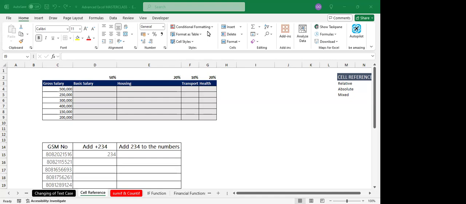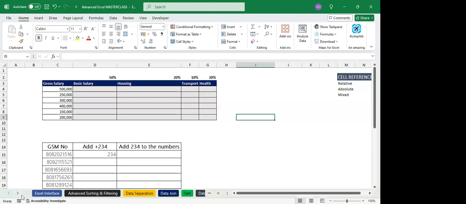And then we have moved from the first cell, where we started with the Excel interface, and then we've covered advanced sorting and filtering, data separation, data join, and text data cleaning. We covered phone numbers, I mean, how to work around phone numbers when you input them into your cells. And we've done changing text cases, right? Which is the last thing we did in the last class.